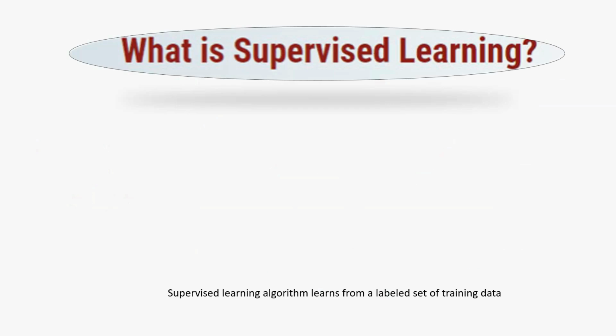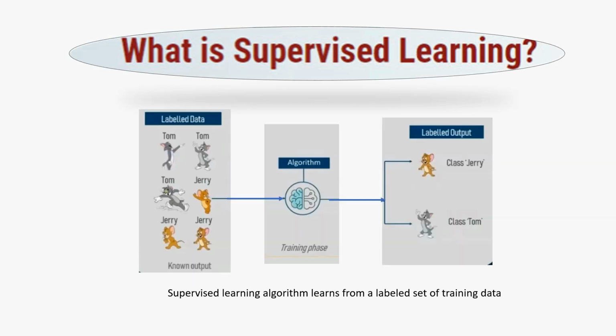A supervised learning algorithm learns from a labeled set of training data. The inputs are given with labeled data, and the model is allowed to train from the given input data. Here the images are of two types: one is a Tom image, another is a Jerry image. Based on the features extracted from the input image, the model is trained.